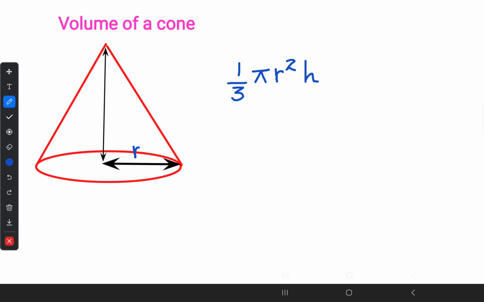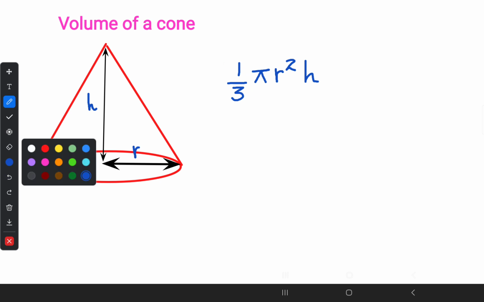H means the perpendicular height of the cone. Perpendicular height, not the slant height. H is the perpendicular height, pi is 22 upon 7, and 1 upon 3. How did this 1 upon 3 come from?